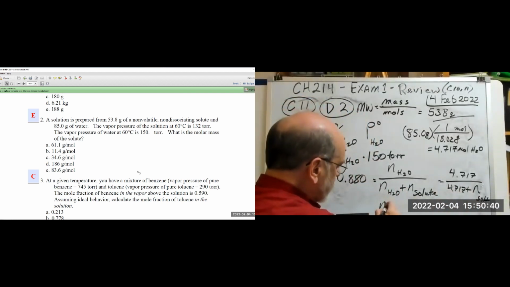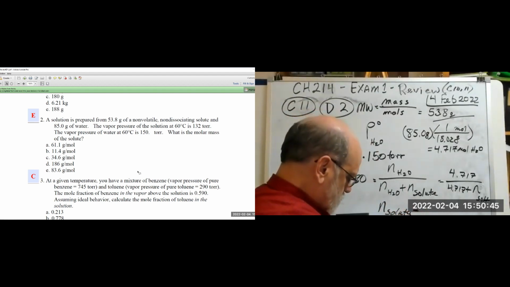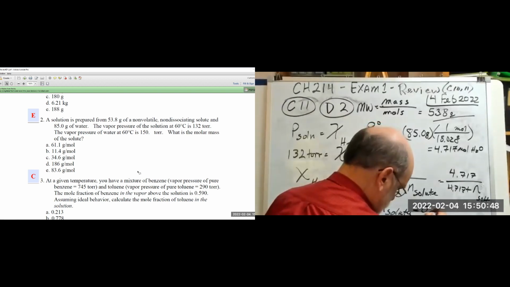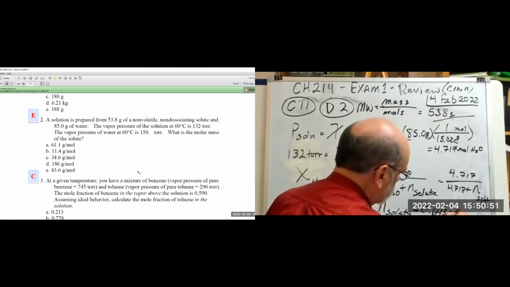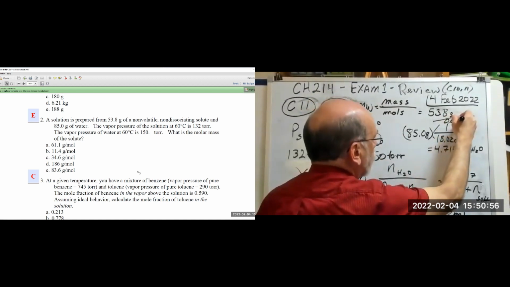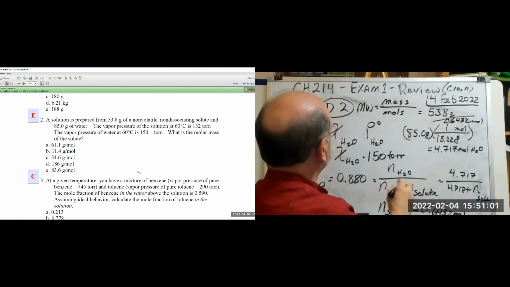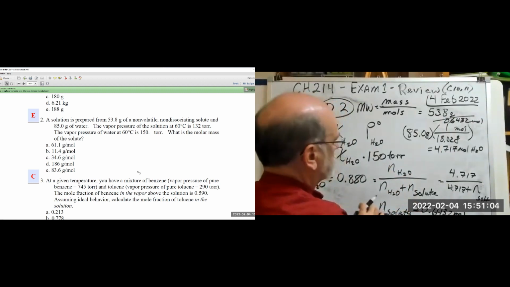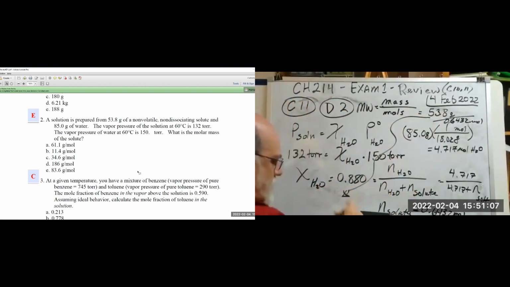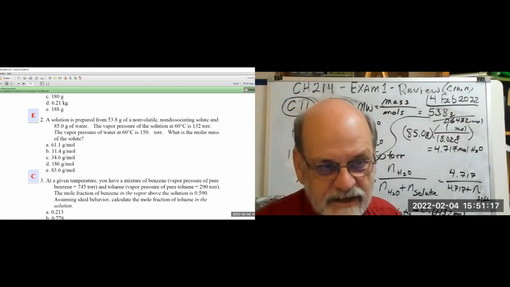And if we do that math, the moles of the solute equals 0.6432 moles. And then that calculation should give us 83.6 grams per mole, which is E.